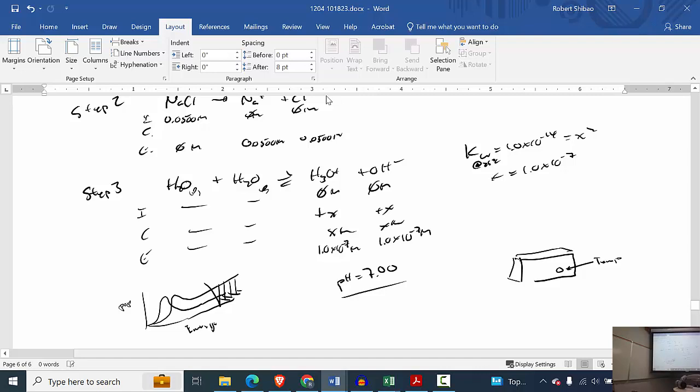And so at higher temperatures, we get more reaction, which generates more hydronium, and the more hydronium, the lower the pH. So pure water at higher temperatures has a pH less than 7, and at temperatures lower than 25, has a pH greater than 7.